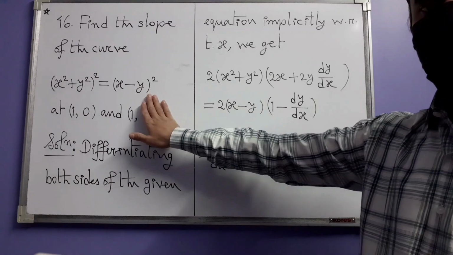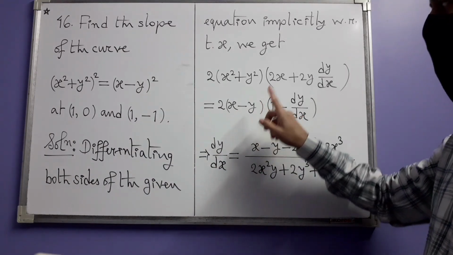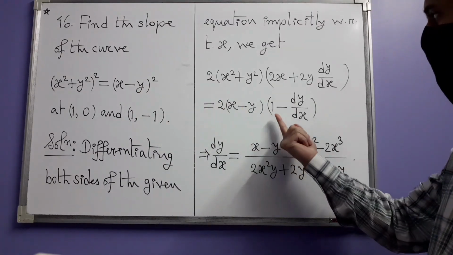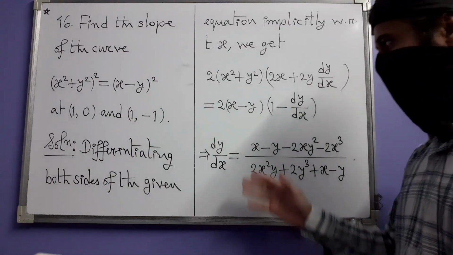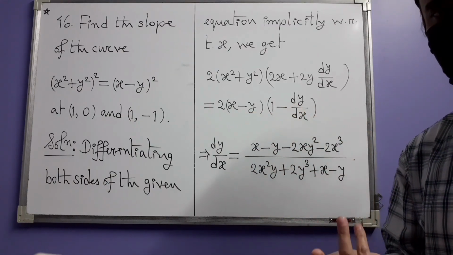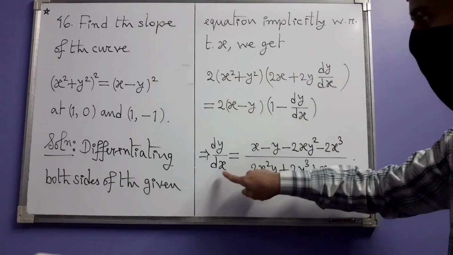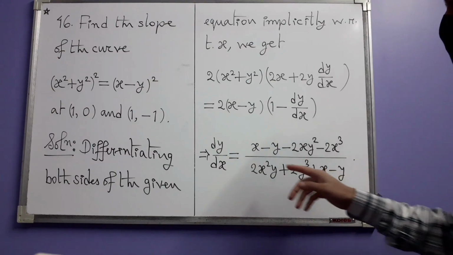Similarly, you differentiate the right hand side. So you are going to get 2 times x minus y times the derivative of x minus y with respect to x, which is 1 minus dy/dx. And then I did not show the intermediate steps. That is just algebra. From this equation, you solve for dy/dx. This is what you will get.